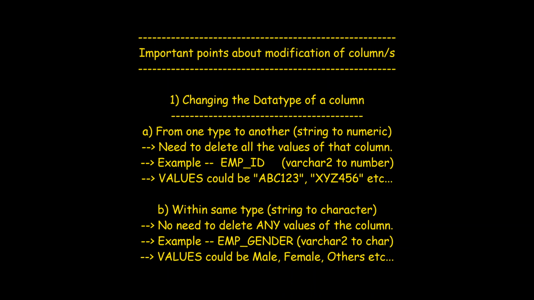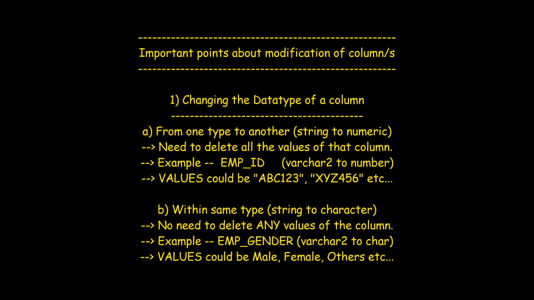But while changing the data type of a column within the same type, like from varchar2 to char, we may not have to delete values from that column. Let's take the example of emp_gender. Now let's suppose that it consists of values like male, female, others. All these values are of varchar type, which is basically a string. So converting the data type to char, which is also a string, is possible and will not throw any error.